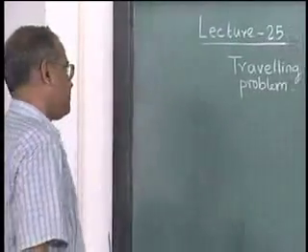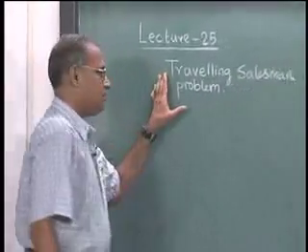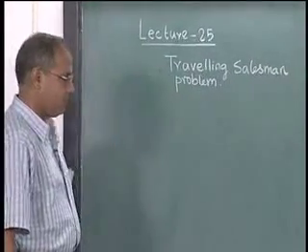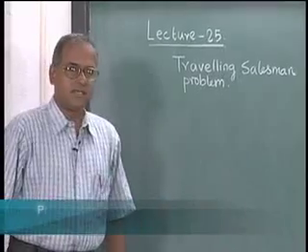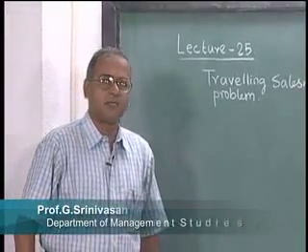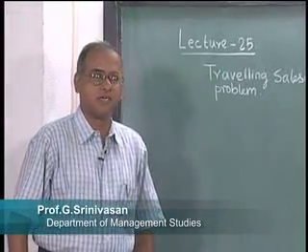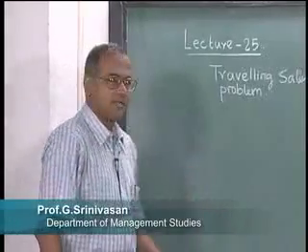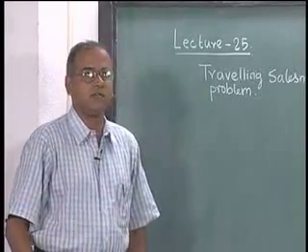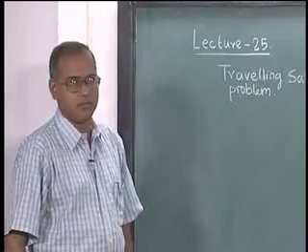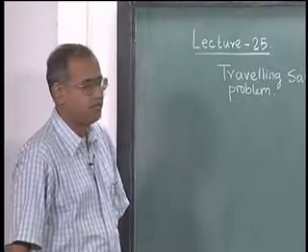In this lecture, we continue our discussion on the travelling salesman problem. In the last lecture, we saw a branch and bound algorithm to solve the TSP. In this lecture, we will see another form of a branch and bound algorithm to solve the same problem.